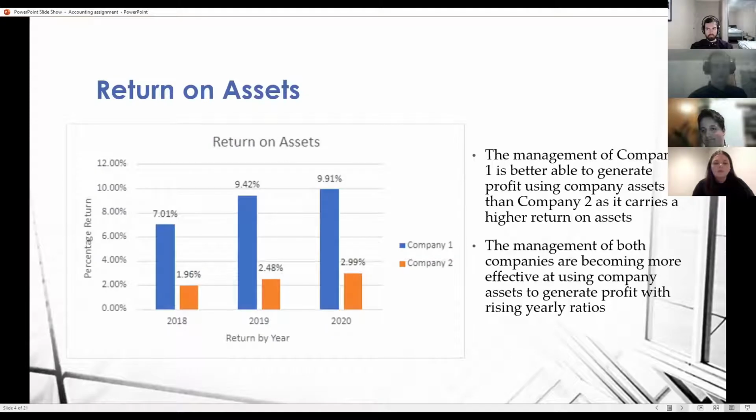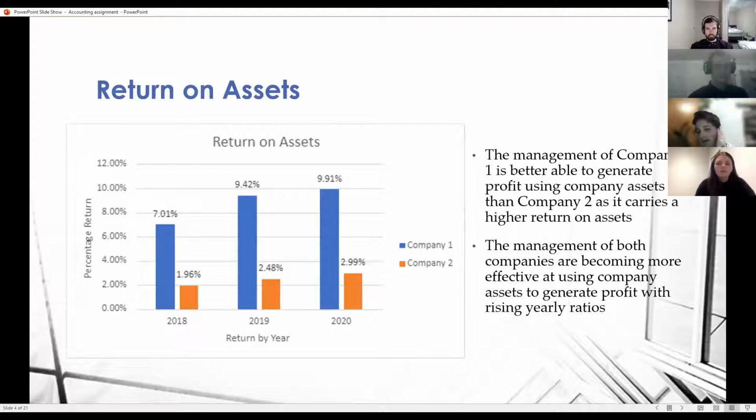Slide. Yeah, the return on assets. So the management of Company 1 is better able to generate profit using company assets than Company 2, as it carries a higher return on assets, as we can see on the chart provided.